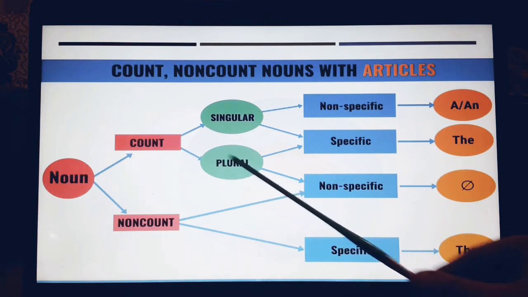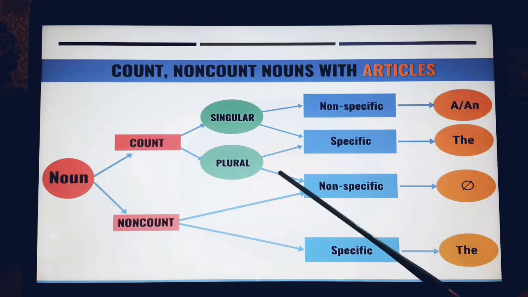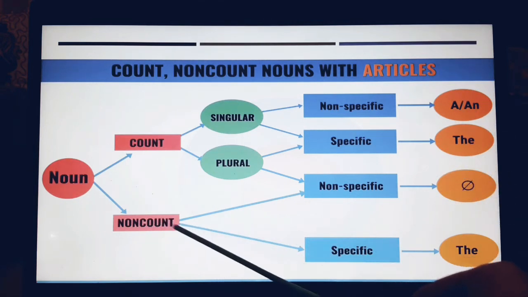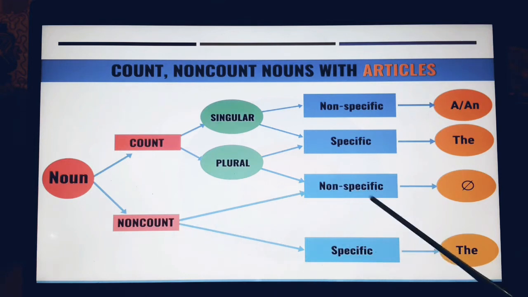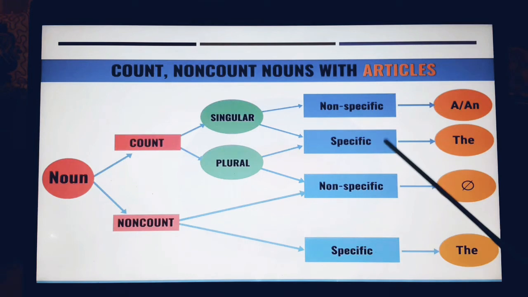And if the plural countable noun is specific, we use the. Or if the plural countable noun is non-specific, we do not use any article, or zero article. And if the non-countable noun is non-specific, we don't use article. And if it is specific, we use the. That means the definite article. So what do we see here? If the noun is specific, we use the before it.